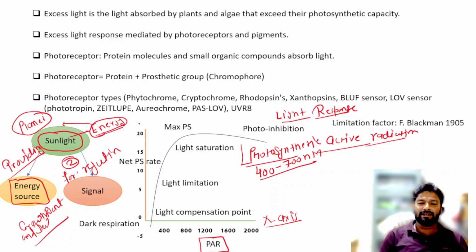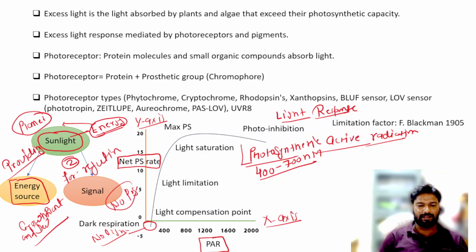Okay, and on the y-axis there is the net photosynthetic rate. So friends, there is a negative value. This represents that here there is no light and no photosynthesis. So these conditions occur during dark conditions. So this is also known as dark respiration, means there is no light intensity and no photosynthesis. So photosynthesis is below 0, okay, or 0.